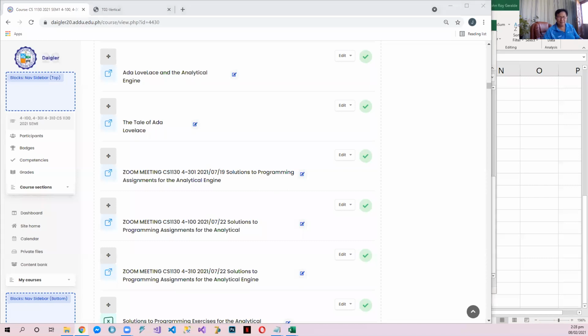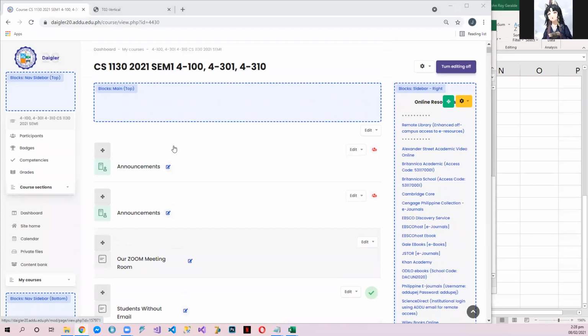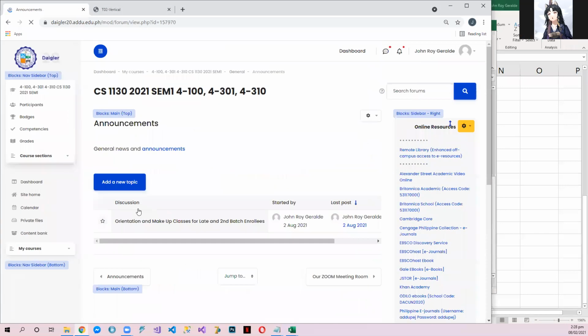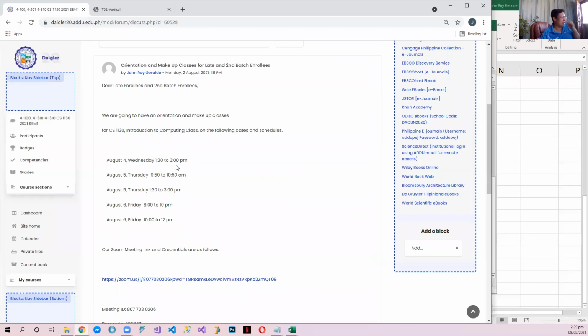Okay, formally, everyone. Now, for those who want to attend the makeup class, please look up our schedule. It's up here in the announcement. It's here: August 4, 1:30 to 3. August 5, 9 to 10:50. And then Thursday, 1:30 to 3 p.m. And August 6, we have 8 to 10 and 10 to 12. August 6 is a Friday. So those who have missed a lot of meetings are welcome to attend, so that by next week we will have normal classes.